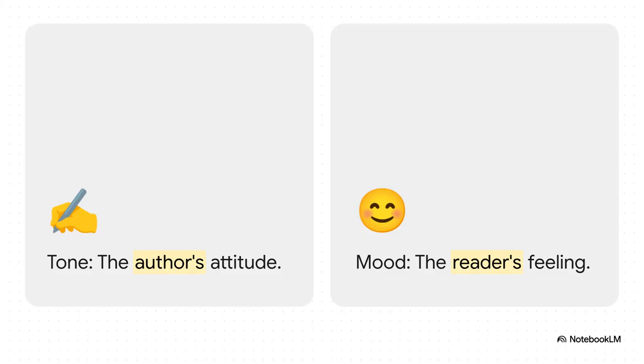Okay, let's clear up two ideas that get confused all the time: tone and mood. Here's the simple difference. Tone is the author's attitude. Are they being sarcastic or serious or maybe critical? Mood, on the other hand, is the feeling the story creates in you, the reader. For example, an author could use a really frantic, nervous tone to create a super suspenseful mood for you.